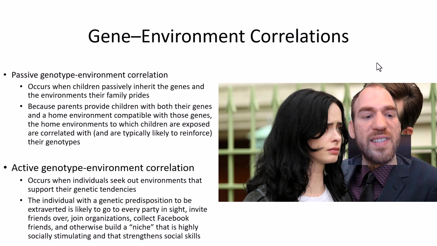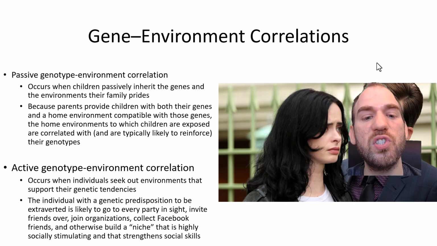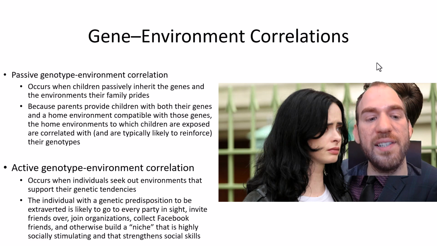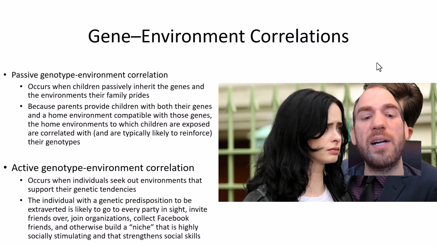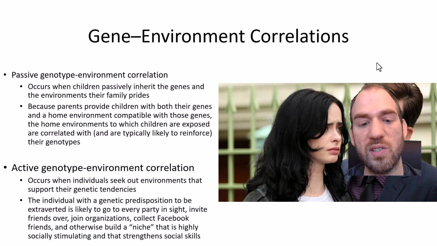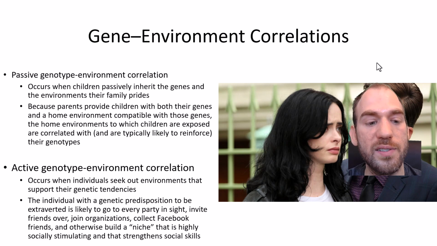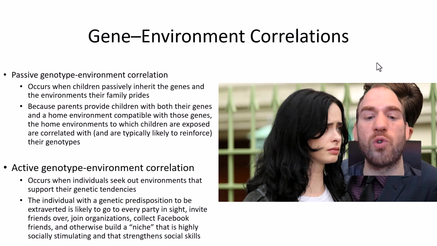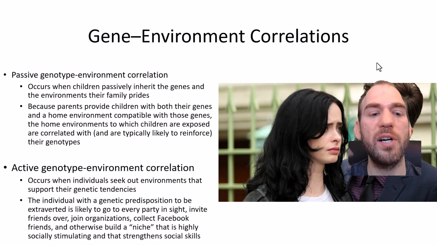In contrast, active genotype environment correlations occur when individuals seek out environments that support their genetic tendencies. The individual with a genetic predisposition to be extroverted is likely to go to every party in sight, invite friends over, join organizations, collect Facebook friends, and otherwise build a, quote, niche that is highly socially stimulating and that strengthens social skills. So here, we inherit certain genetic predispositions. In this case, we have extroversion.